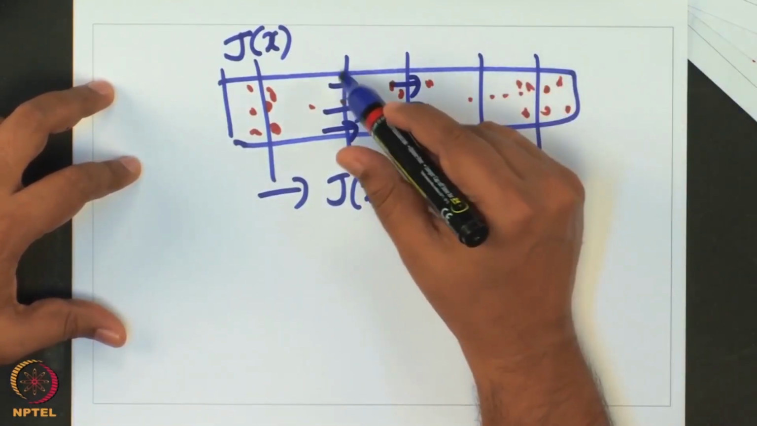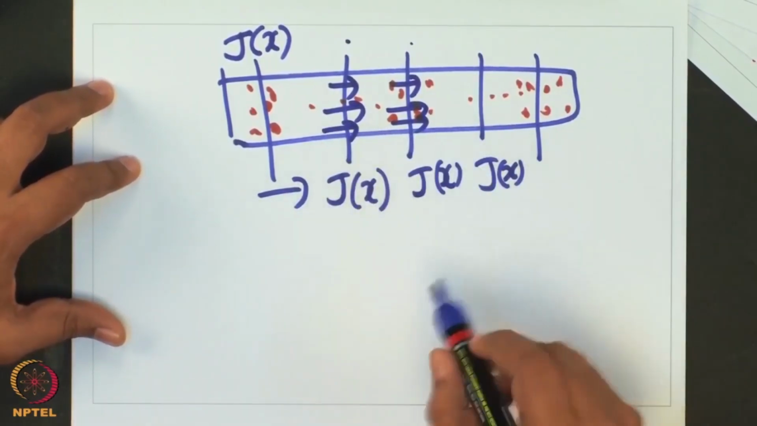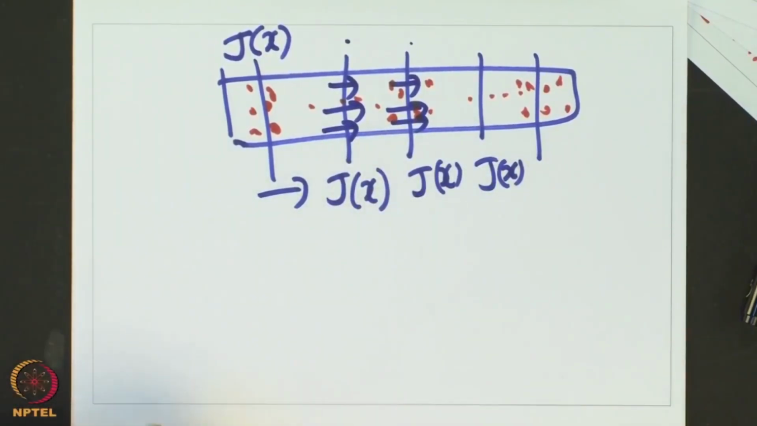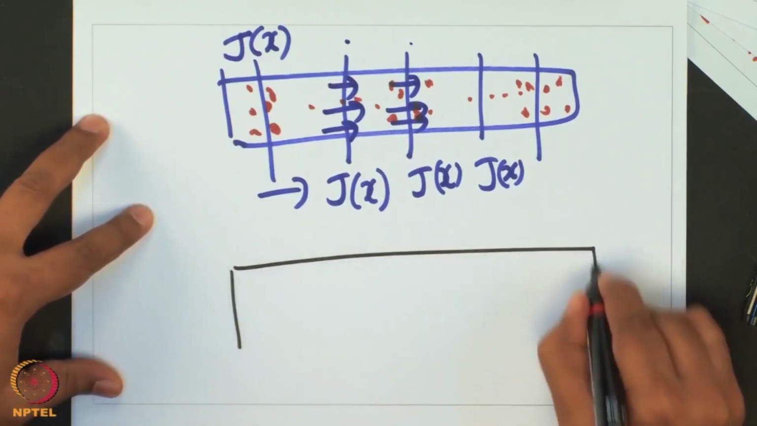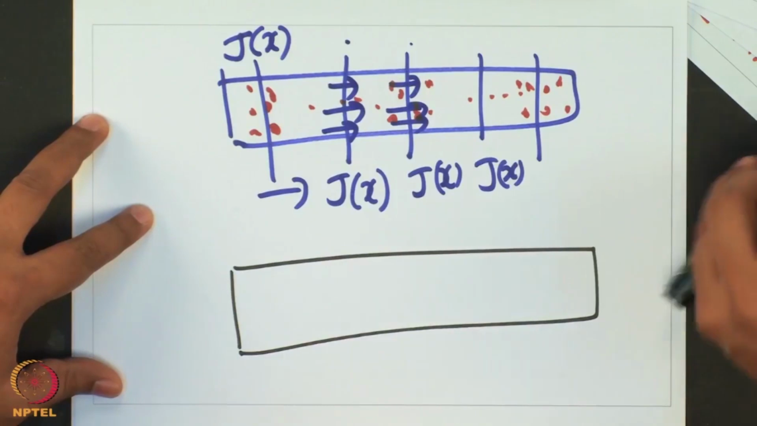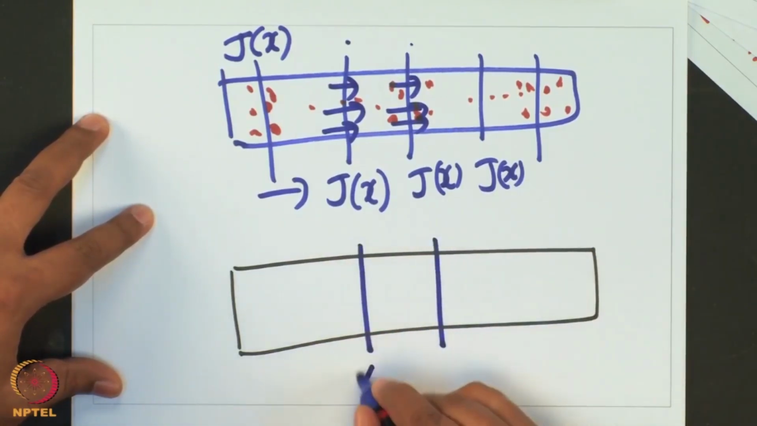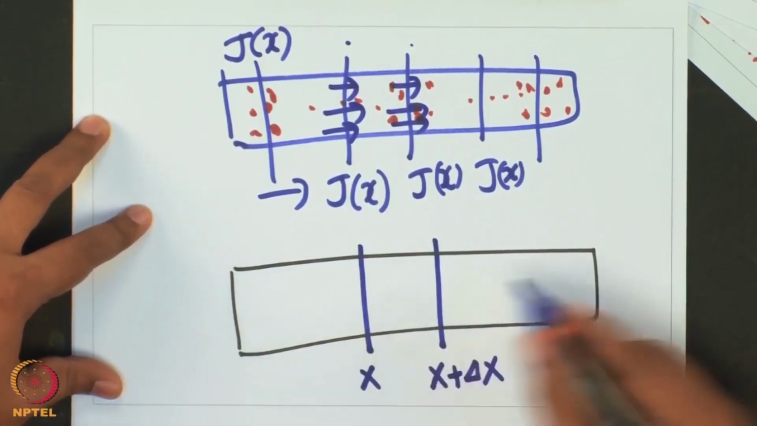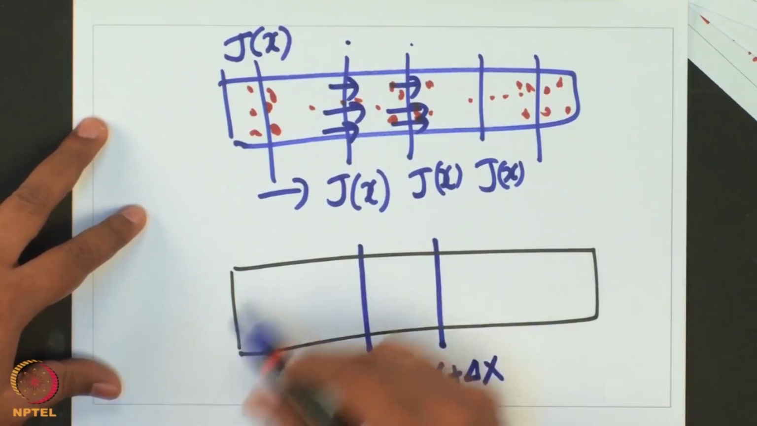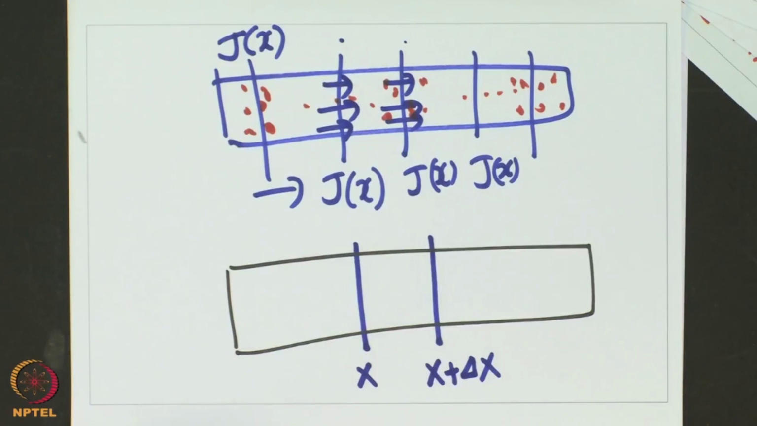So let us consider these 2 points. Let's consider a tube like this, and we are marking 2 points, x and x plus delta x. These are the 2 points that we are considering, and there are more protein molecules everywhere which we are not drawing.